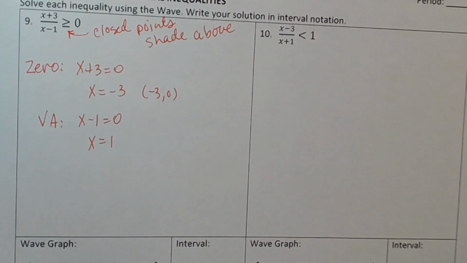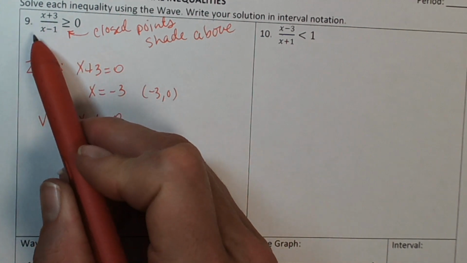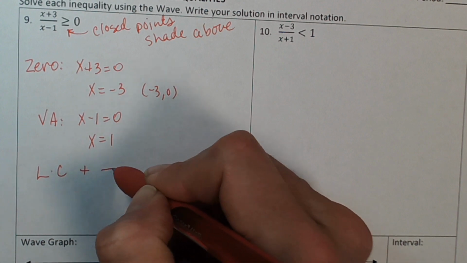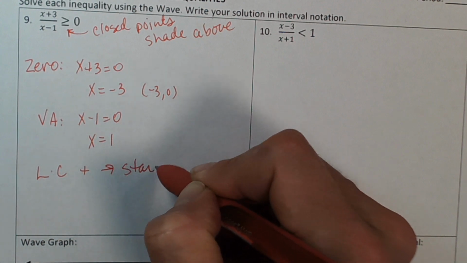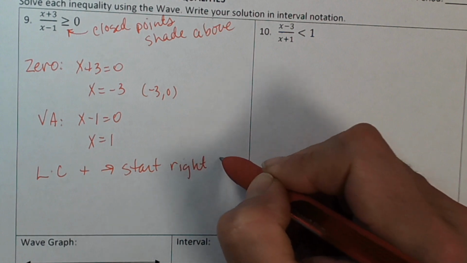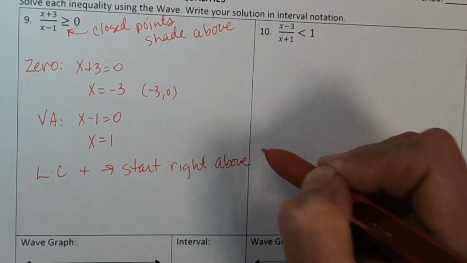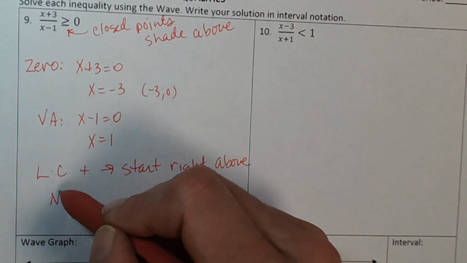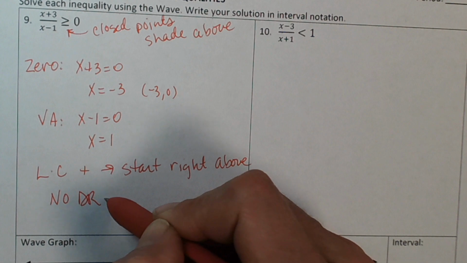So we look and we say, okay, our leading coefficient is positive. So leading coefficient is positive. So we're going to start above on the right. Okay, and then we have no double roots, so no bouncing.